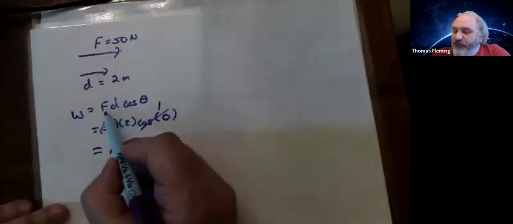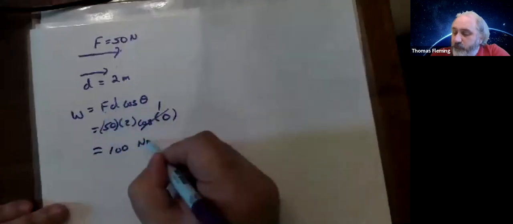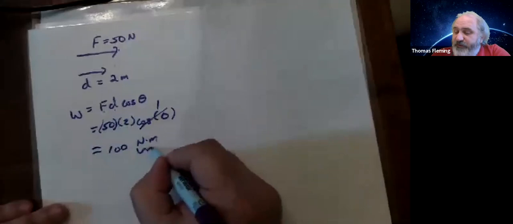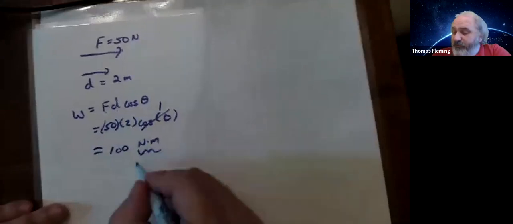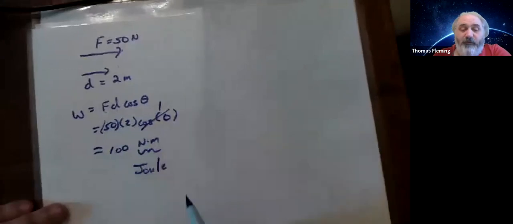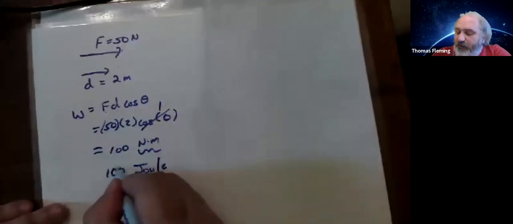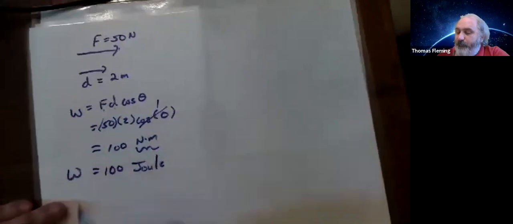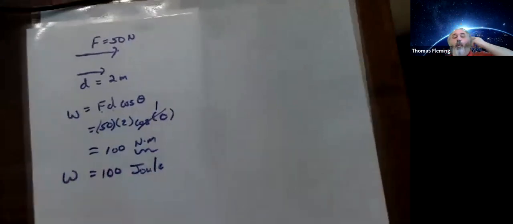Let's think about units for a second. This is newtons times meters. We're going to give that a special name. A newton meter is called a joule. So that is our SI unit of energy. So we did 100 joules worth of work in that example.